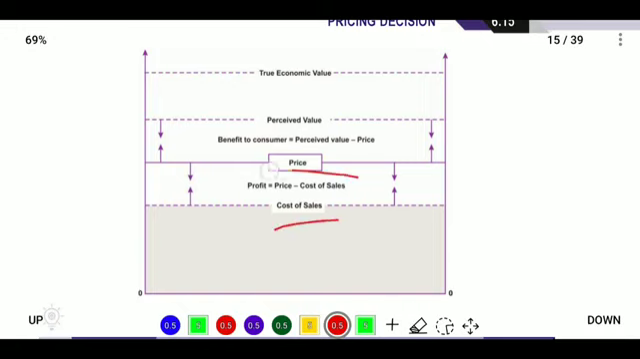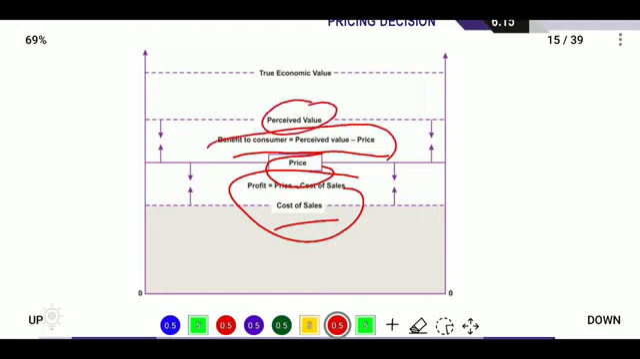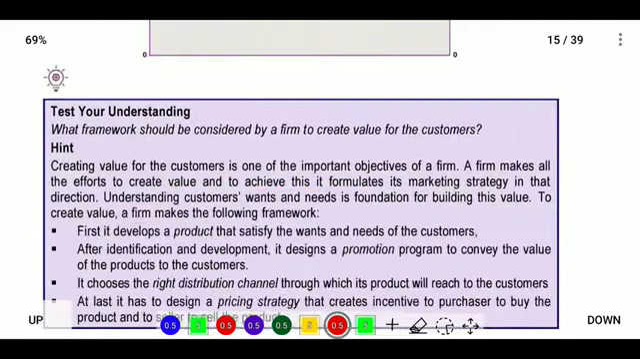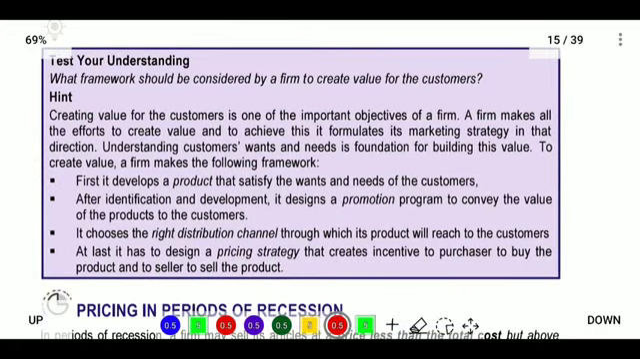Profit will be the price minus cost of sales. What is the price? The benefit to the consumer is equal to the perceived value, that is the perceived value, and up to that the true economic value. If you do not know how much the customer is ready to spend, we will go for true economic value. Next we will understand what framework should be considered by a firm to create value for the customer.